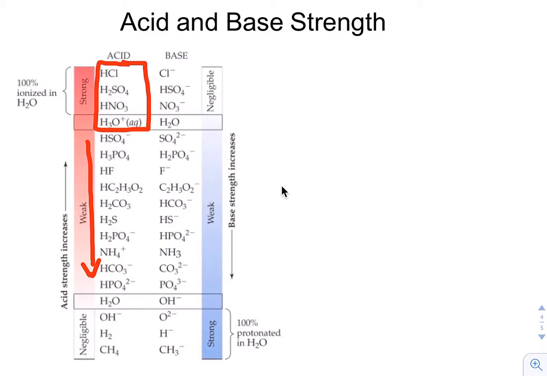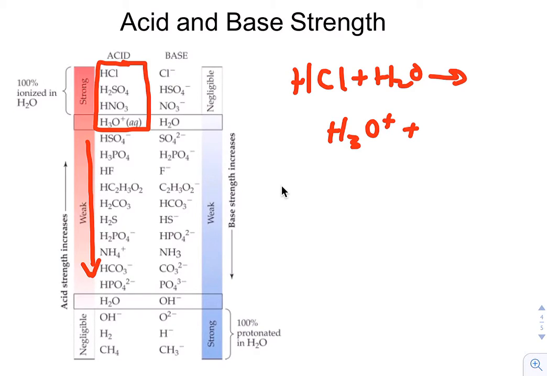Now, what does it mean to be strong and weak? Well, if I take HCl and I put that in water, right, that is 100% going to form the H3O plus and the Cl minus. You won't have any of the HCl left in solution. So that happens 100%.